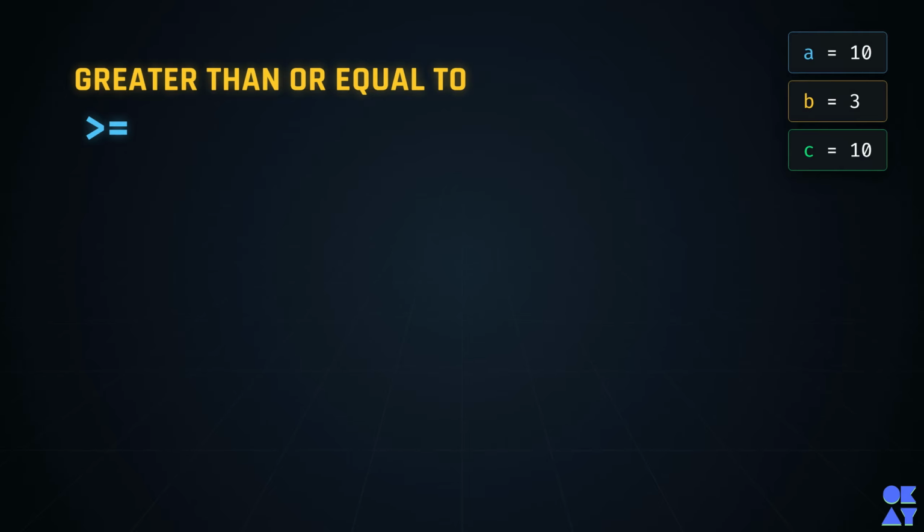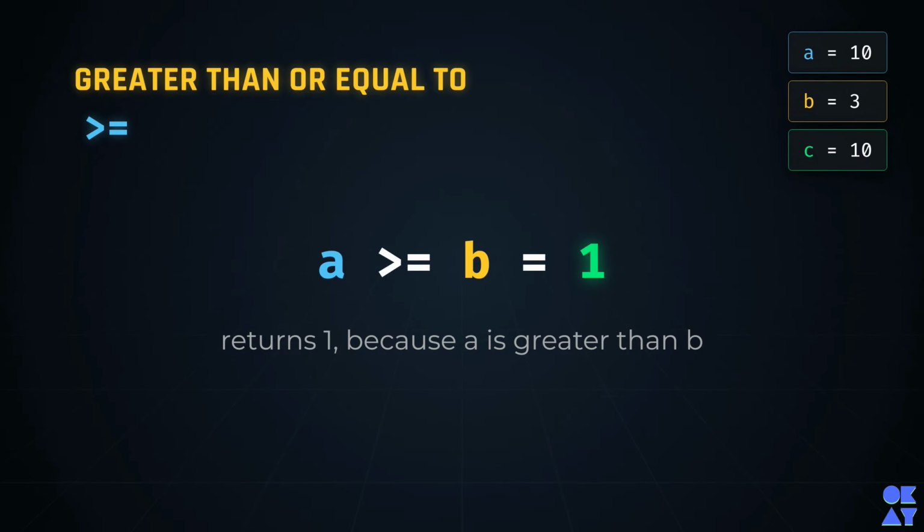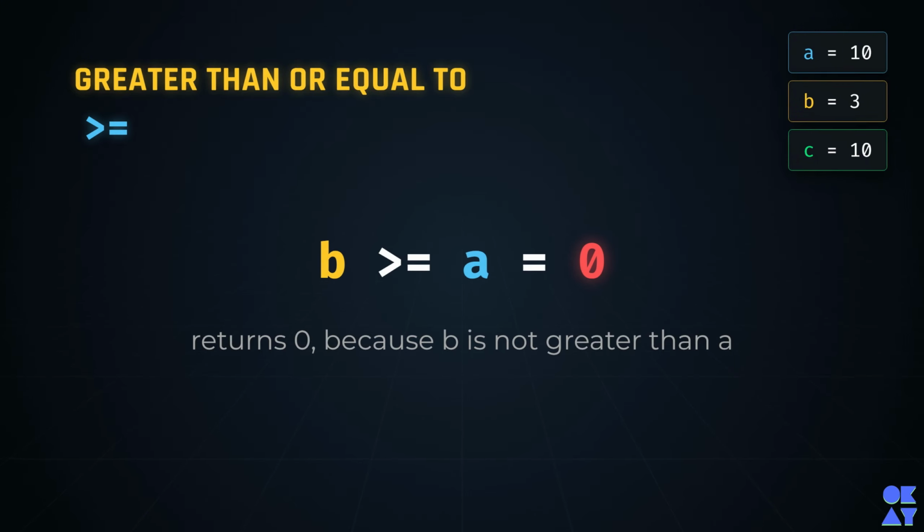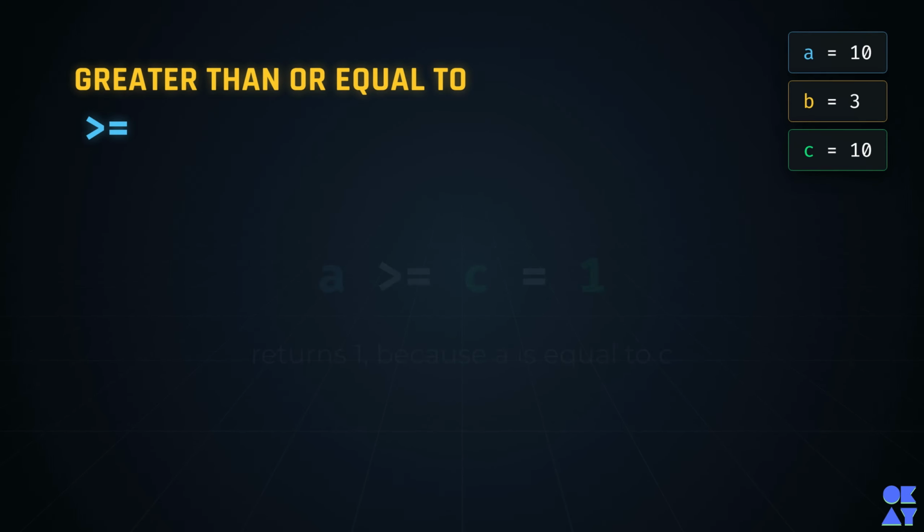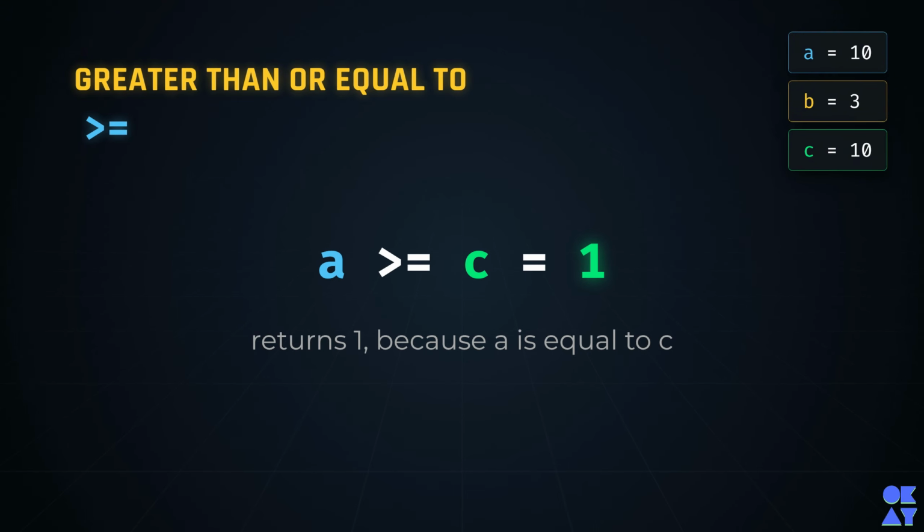Now, A greater than or equal to B returns 1 because A is greater than B. B greater than or equal to A returns 0 because B is not greater than A. A greater than or equal to C returns 1 because A is equal to C. C greater than or equal to A returns 1 because C is equal to C. Here also you can use multiple operands, but it is advisable to use brackets.